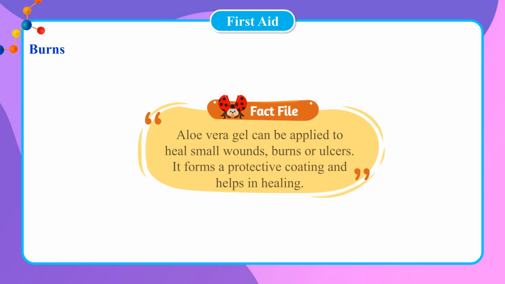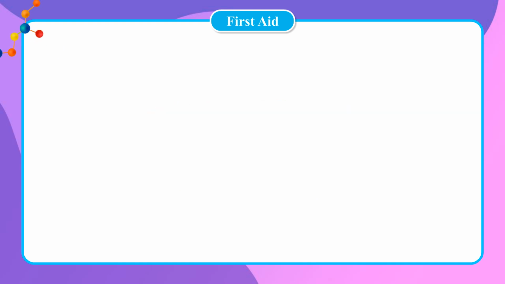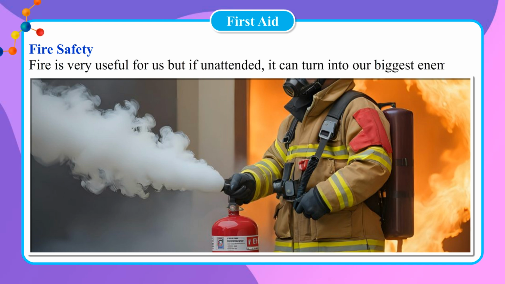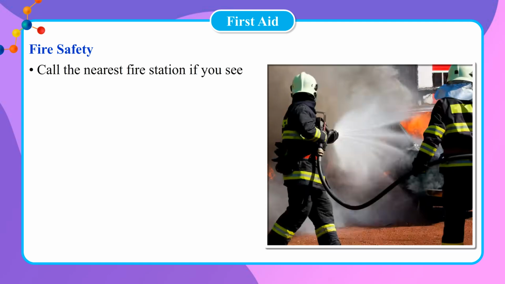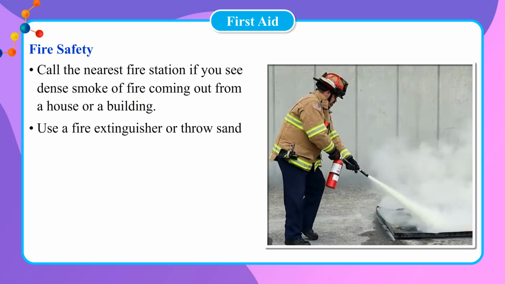Fact file. Aloe vera gel can be applied to heal small wounds, burns or ulcers. It forms a protective coating and helps in healing. Fire safety. Fire is very useful for us, but if unattended, it can turn into our biggest enemy as well. To keep safe from fire, we should observe the following rules. Call the nearest fire station if you see dense smoke or fire coming out from a house or a building. Use a fire extinguisher or throw sand to put off fire.